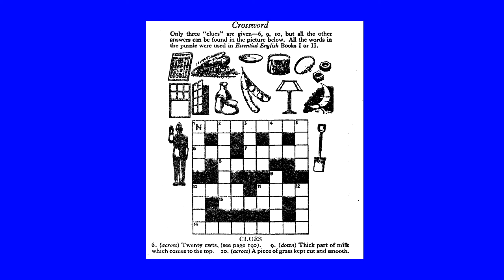Crossword. Only 3 clues are given, 6, 9, 10, but all the other answers can be found in the picture below. All the words in the puzzle were used in Essential English Books 1 or 2. Clues. 6 across: 20 cwts. See page 190. 9 down: thick part of milk which comes to the top. 10 across: a piece of grass kept cut and smooth.